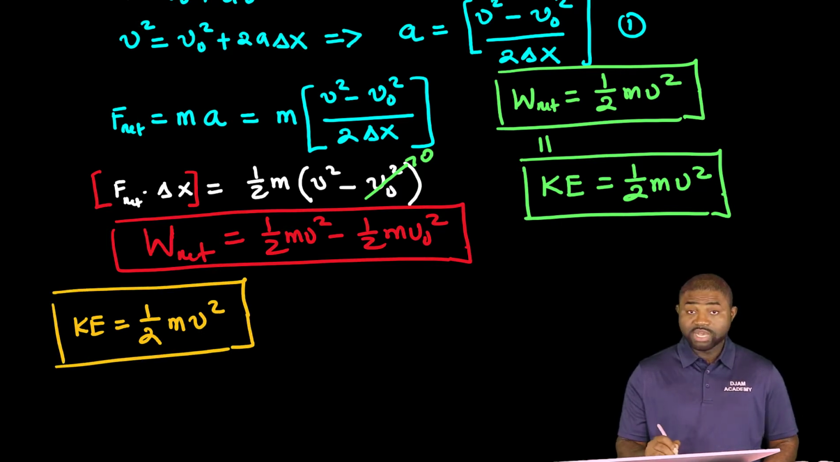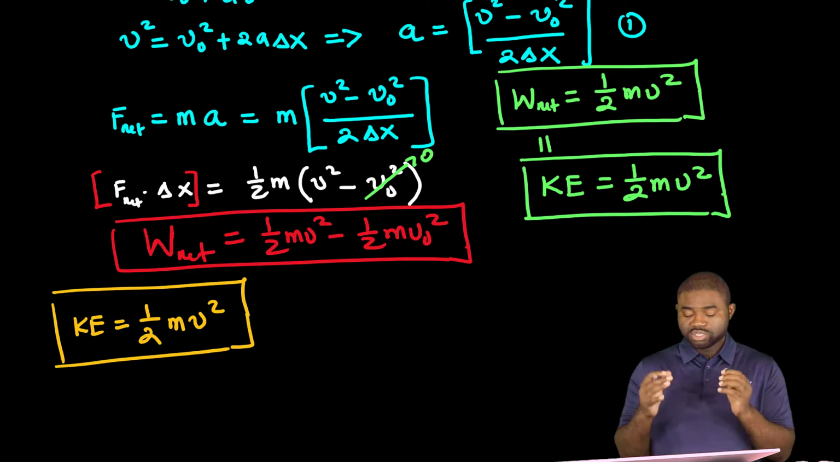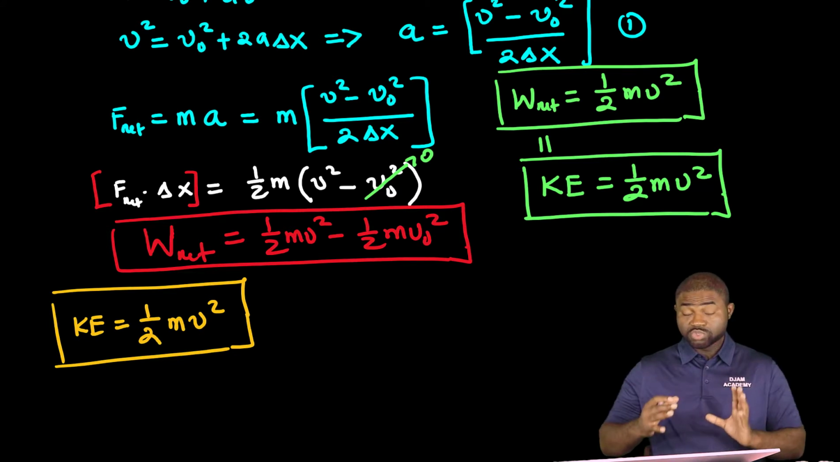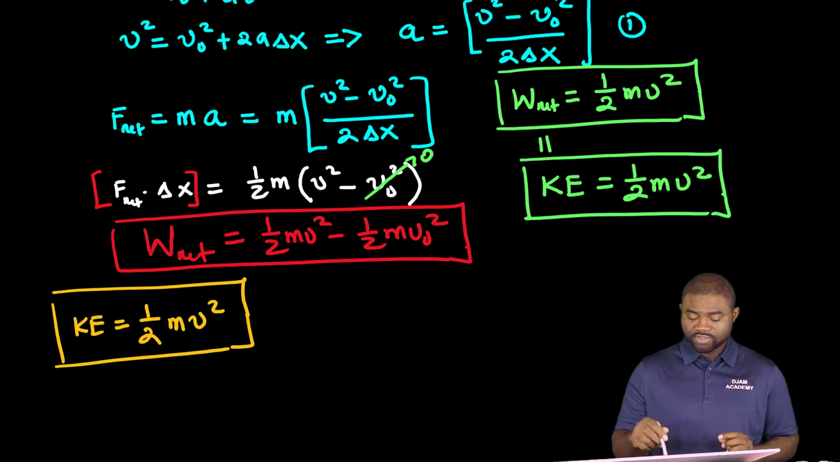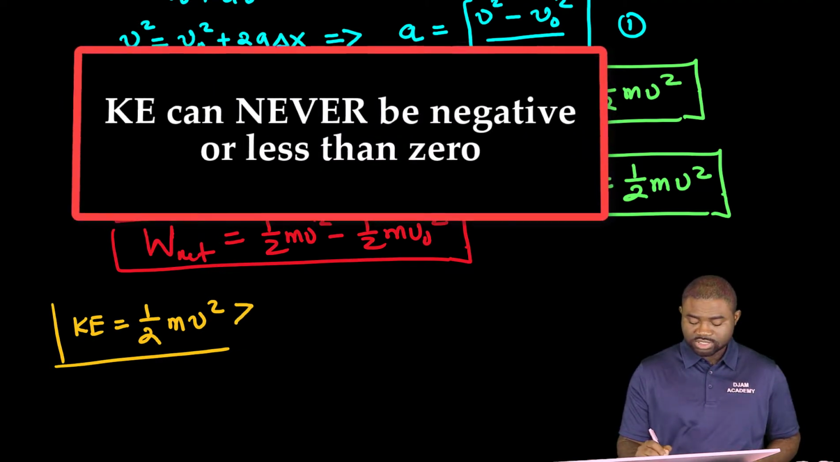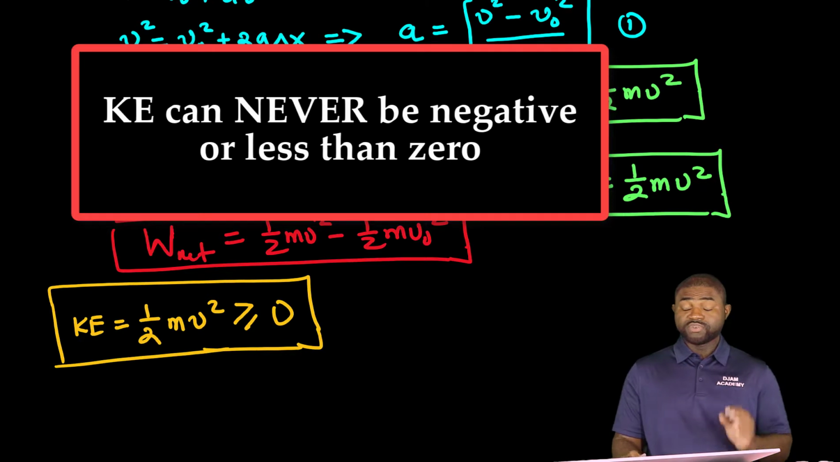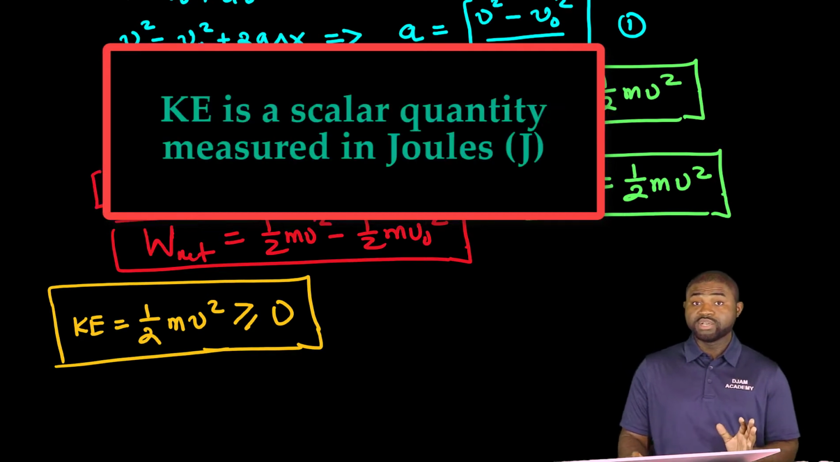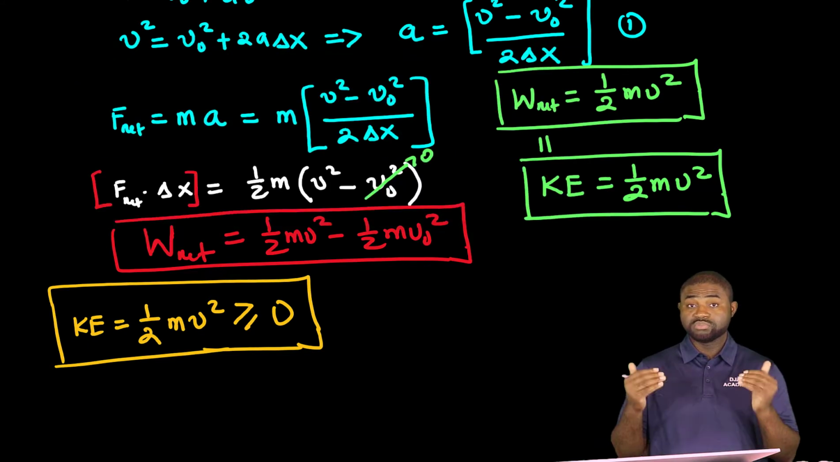One, the mass of the object is always positive, is a scalar. The speed v is squared, which means that the kinetic energy of an object can never be negative. In other words, this is always greater than or equal to 0. That is very important. The kinetic energy of an object is a scalar, which means that it has only a size or a magnitude without a direction, and it is always positive.